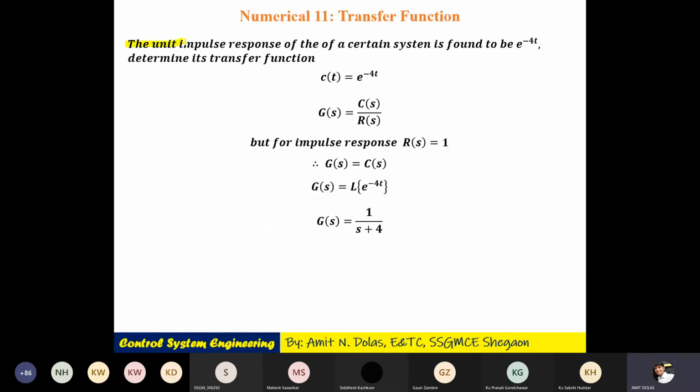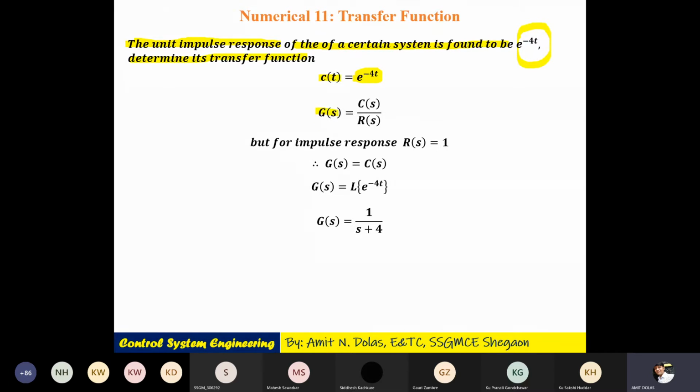The unit impulse response of a certain system is found to be e raised to power minus 4t. It is in the form e raised to power minus at. Determine its transfer function. So what does impulse response mean? It is only c of t. C of t is e raised to power minus 4t.